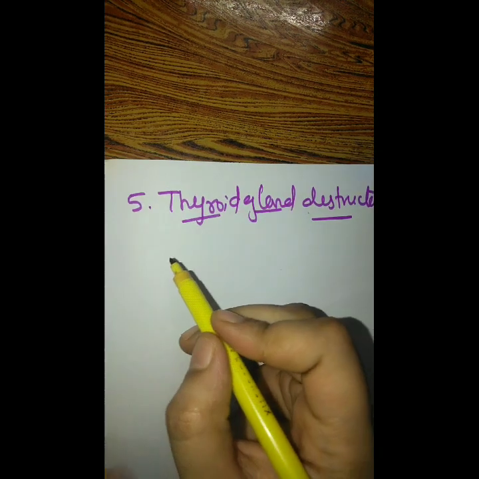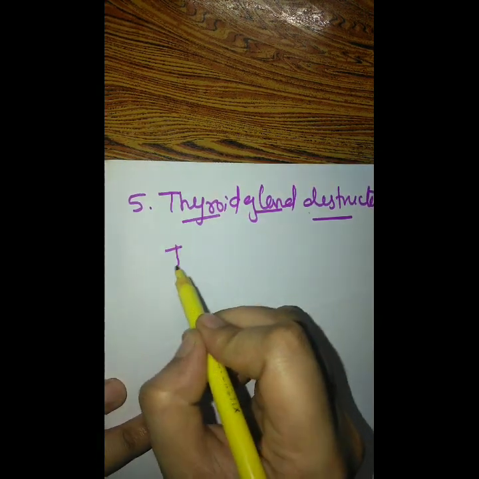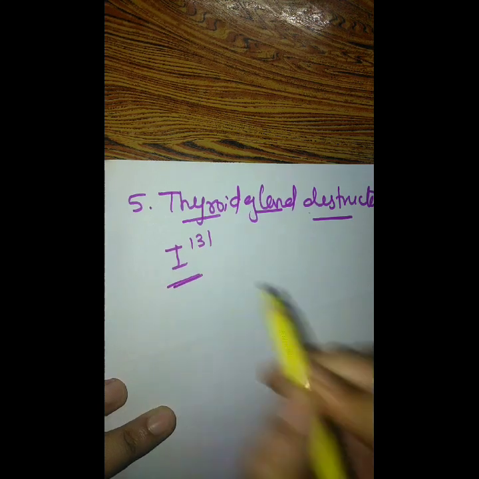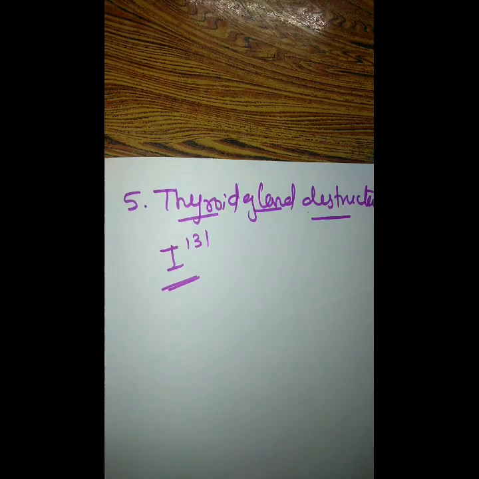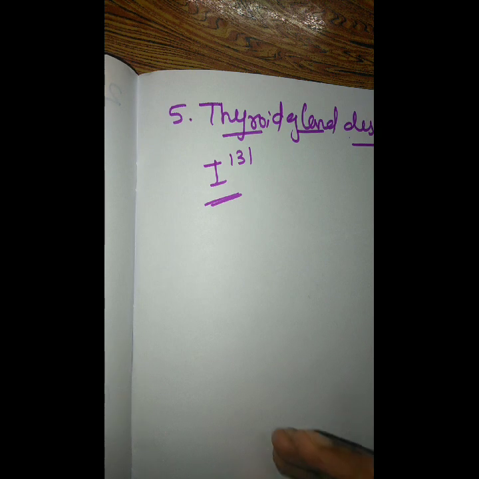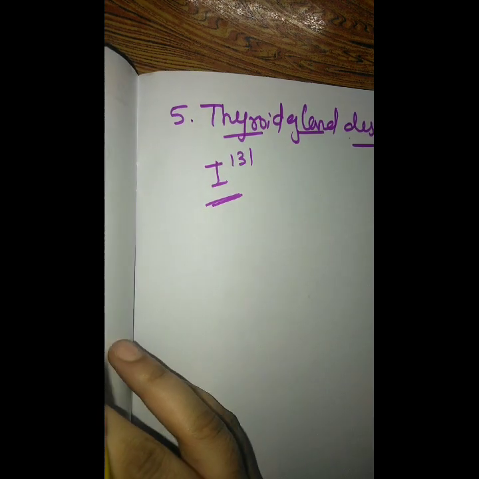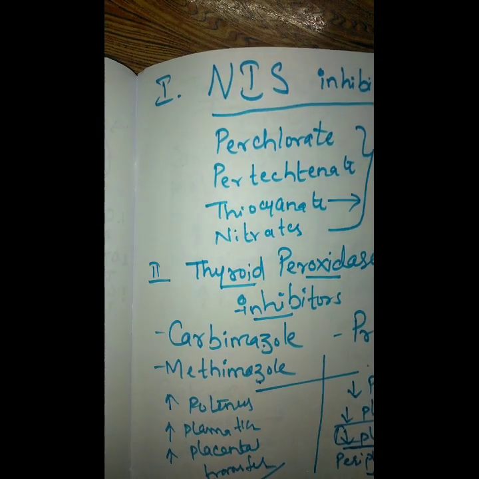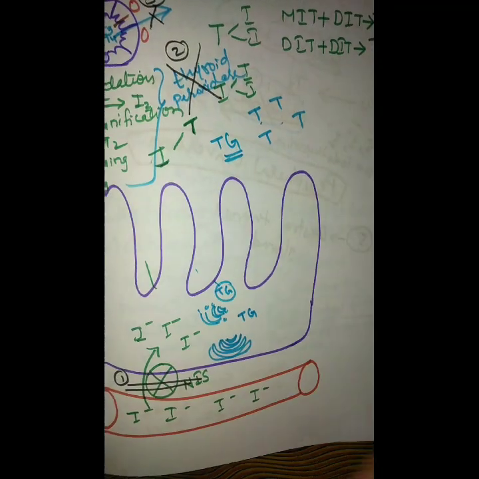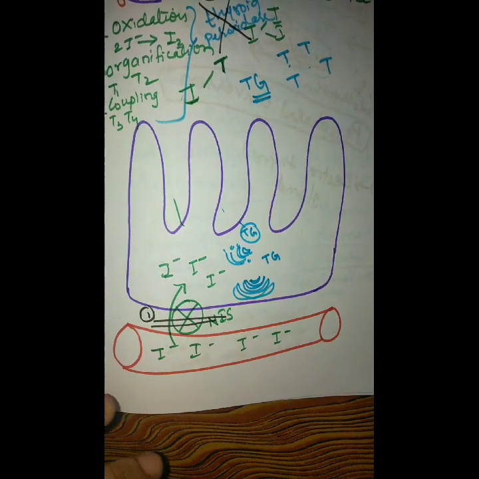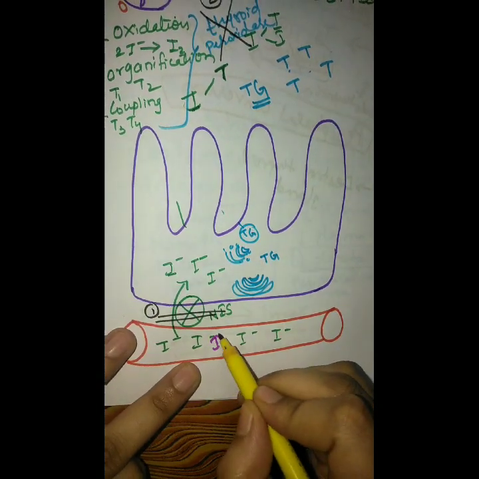So another alternative for thyroid gland destruction apart from surgery is to use radioactive iodine. With the help of radioactive iodine, we can destroy the thyroid gland. We will consume this radioactive iodine orally. After consuming orally, it will follow the same route as your normal iodine. After consuming, it will appear here in your blood circulation.